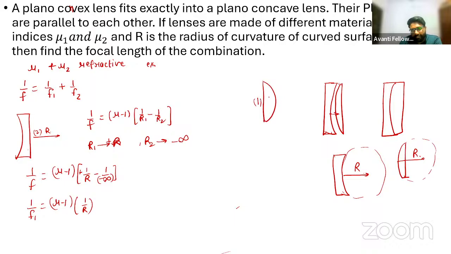Now for this one, how will we do it? So for this, the first surface is this, the second surface is, you can calculate it. I'm doing it directly here. One, it is 1 upon infinity minus 1 upon, okay, is it clear?